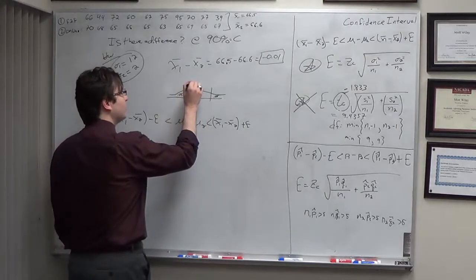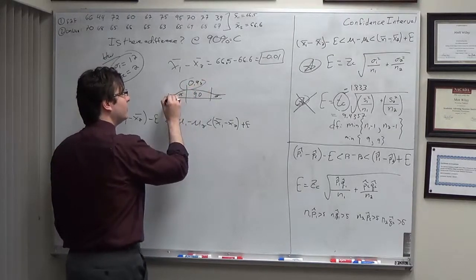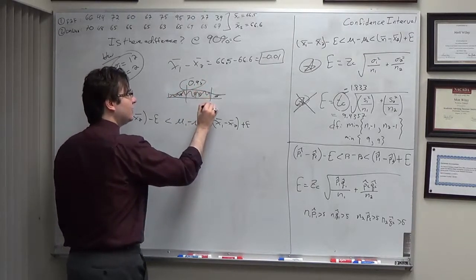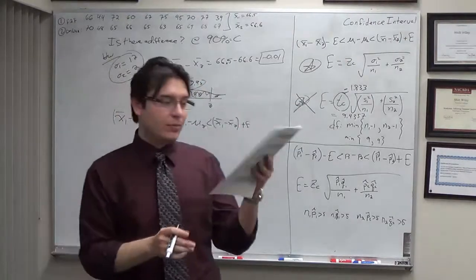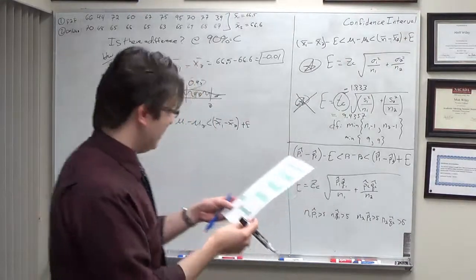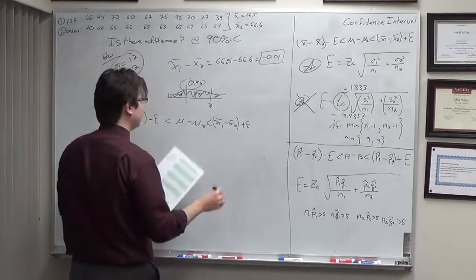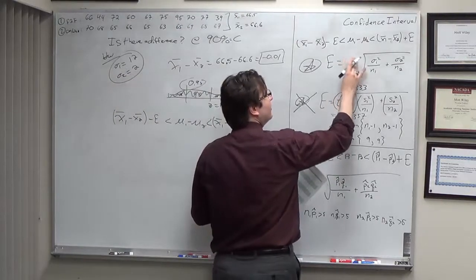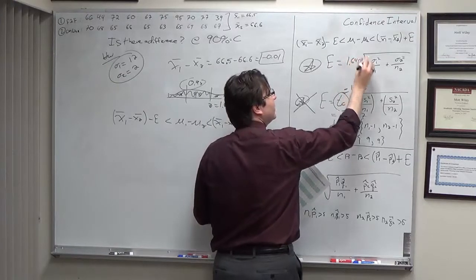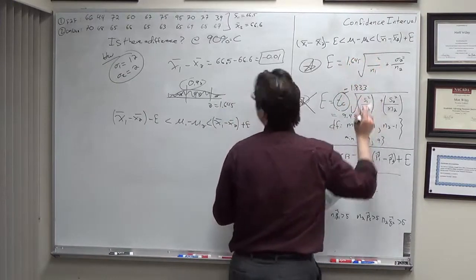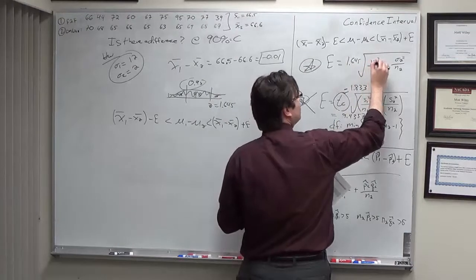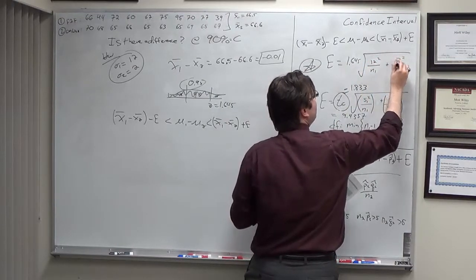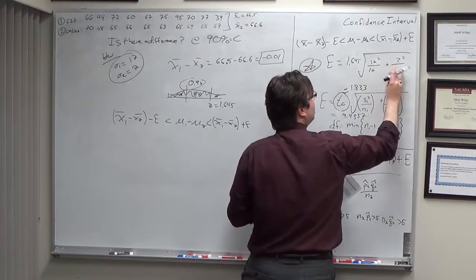So we'd like to look up 0.095. We'd like to find all this area to the left and get that ZC score. If you look that up in your ZC chart, you'll find out that a 90% confidence interval is 1.645. So your number that you multiply in front of here is 1.645. Sigma 1 is going to be 12. Sigma 2 is going to be 2, 10, and 10.